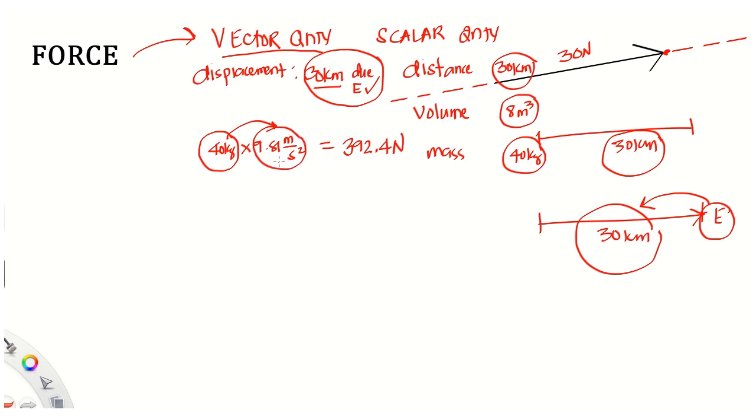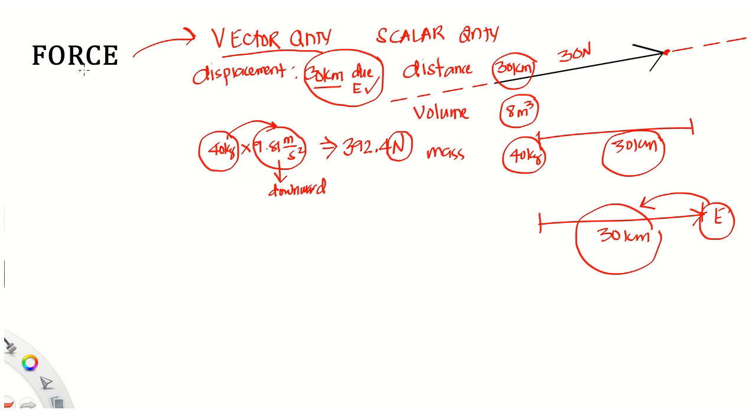Acceleration has always had a sense or direction. We know that the gravity is always pointing downwards. Downward. The moment that we combine a quantity, 40 kilogram, with a direction, downward, that is when it will become a vector quantity. So therefore, Newton is a vector unit. Okay, Newton is a vector unit.